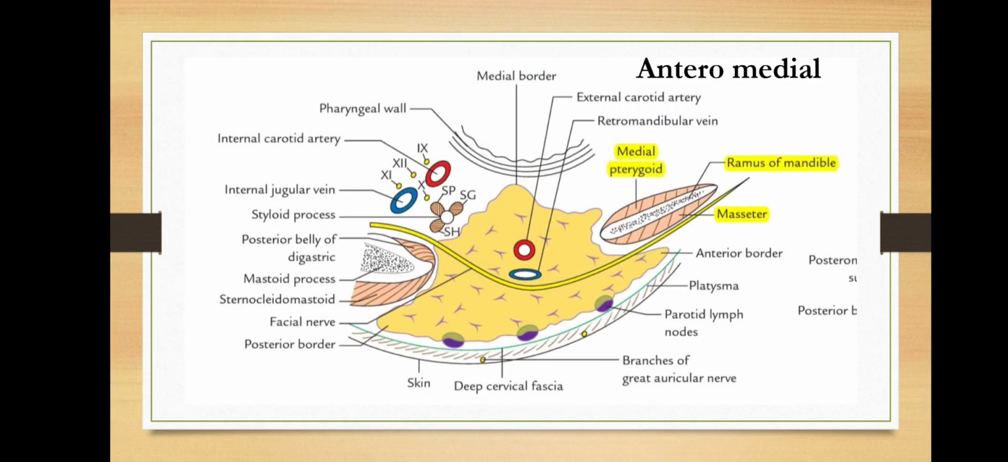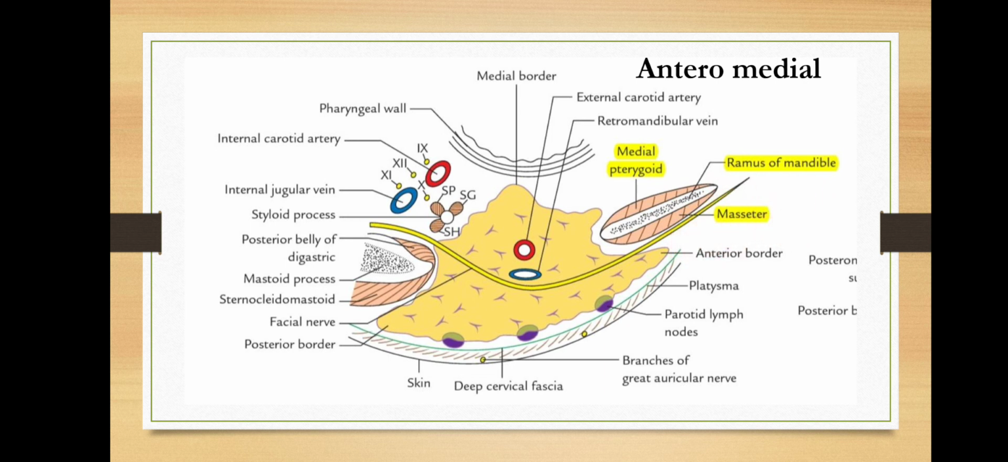Okay. Next, anteromedial relations. What are the anteromedial relations? Those are the medial pterygoid muscle. This is the medial pterygoid muscle, and this is the ramus of the mandible, and this is the masseter muscle. So the anteromedial relations of the parotid gland are medial pterygoid, ramus of the mandible, and masseter muscle.